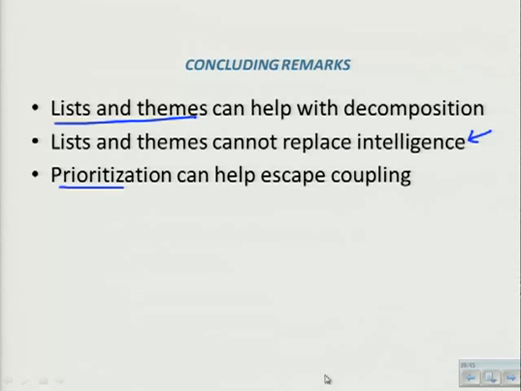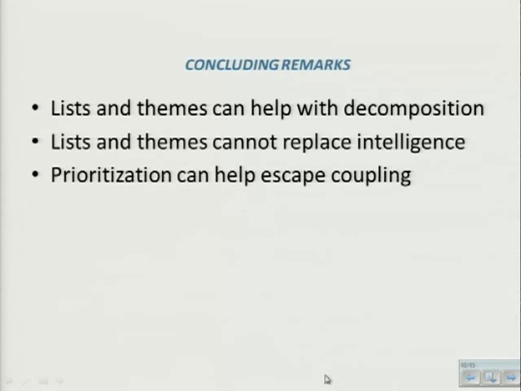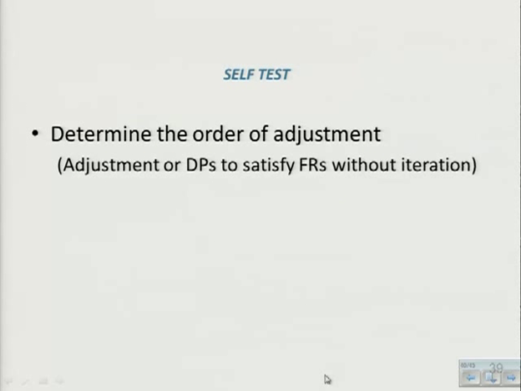And we can use prioritization to escape coupling. So this is kind of what I'm talking about. The intelligence tells us if I can't get the boat back again, it doesn't matter how many lobsters I caught. If the boat sinks, the number of lobsters caught doesn't matter anymore. So that's where the intelligence comes in.